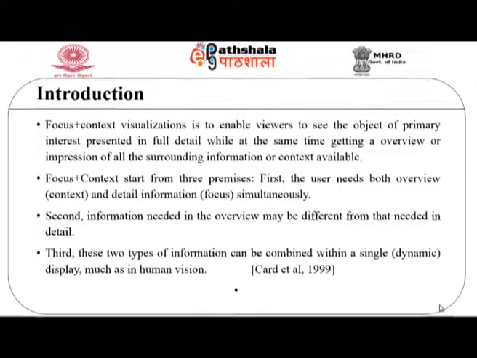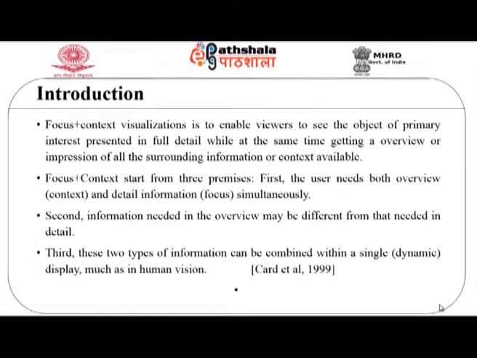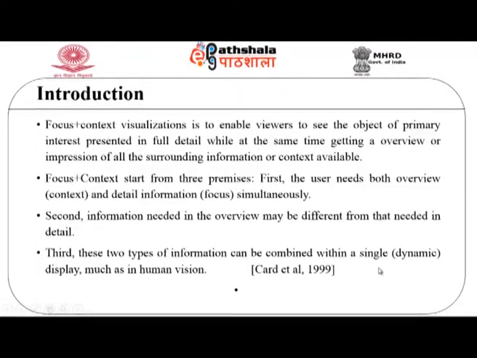The focus plus context also starts from three primaries. First, the user needs to know both the overview as well as the detailed information simultaneously. Second, the information needed in the overview may be different from that which is needed in the detail. Third, these two types of information can be combined within a single or dynamic display, much as in the case of human vision.